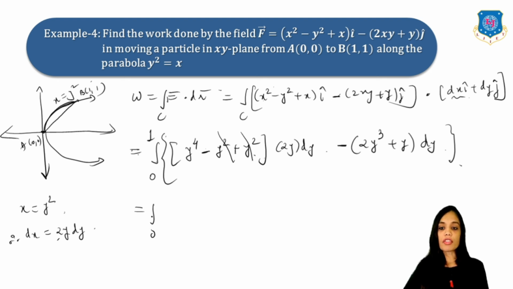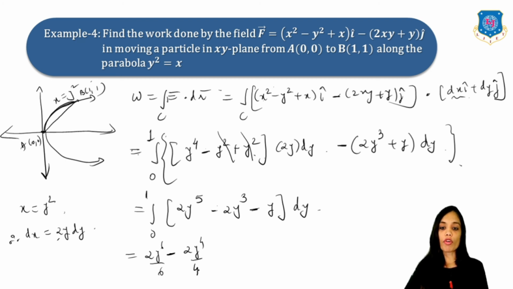So finally, what is remaining? Integration from 0 to 1 of (2y^5 − 2y^3 − y) dy. This is what is remaining. Now just integrate, so it will be 2y^6 upon 6 minus 2y^4 upon 4 minus y^2 by 2, from 0 to 1.